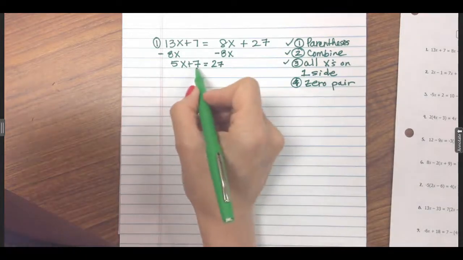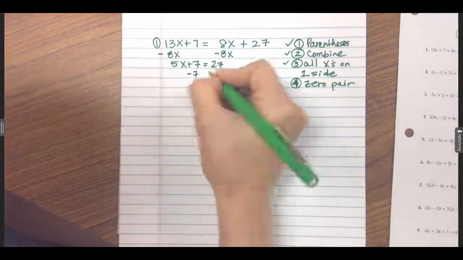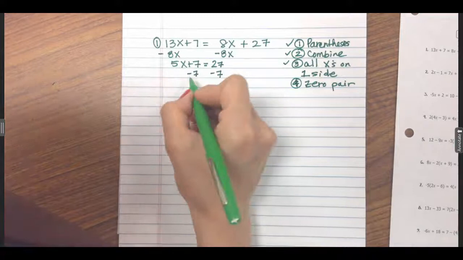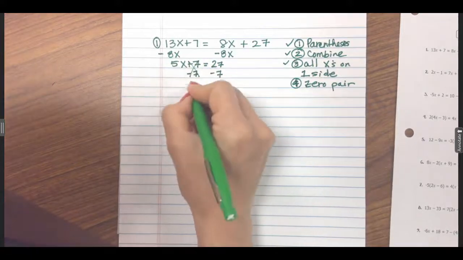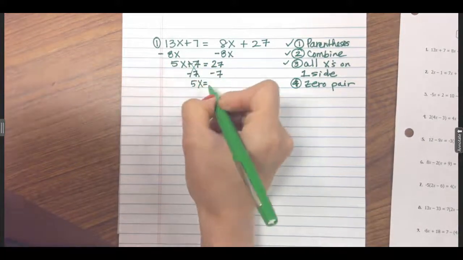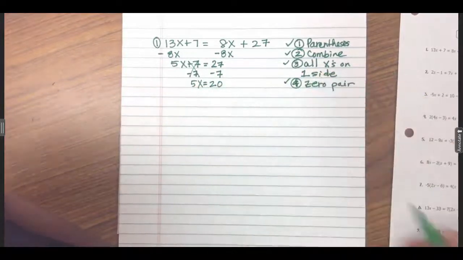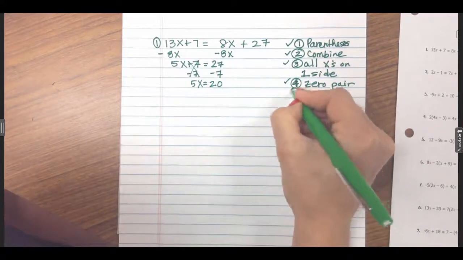The 7 has a plus, so we're going to make a 0 pair with that 7 by subtracting 7 on both sides. So those cancel out. 5x is right next to the equal sign, and 27 minus 7 is 20. So we've done step 4. Step 5, write this down.